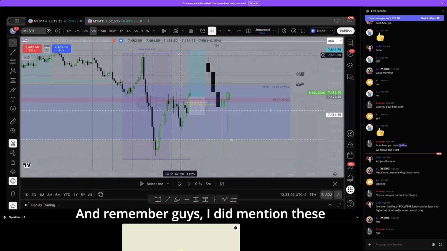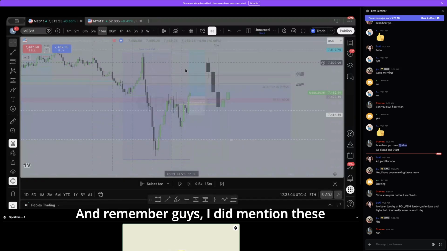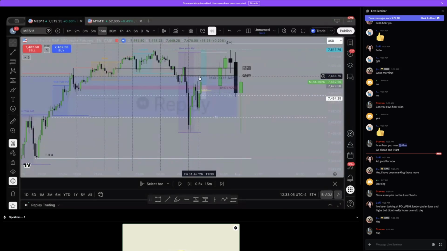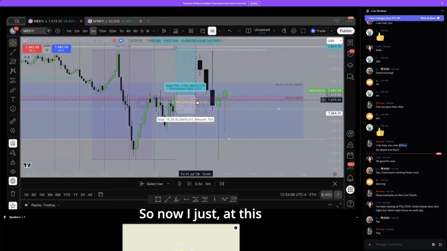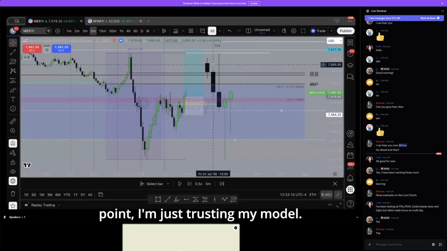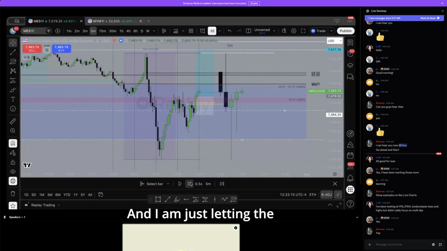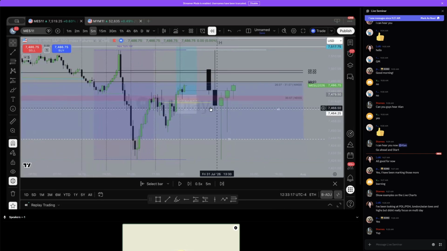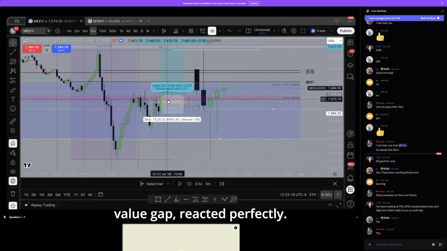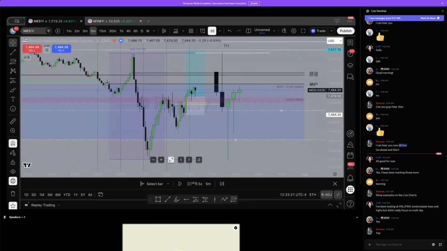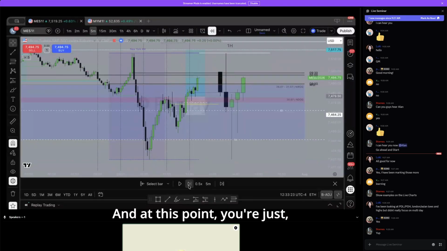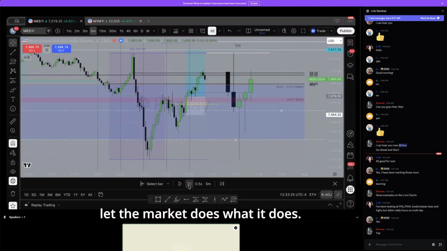And remember, guys, I did mention these stacked highs, right? So now at this point, I'm just trusting my model. I'm accepting my risk, and I am just letting the market do what it wants to do. Look, market tapped into this fair value gap, reacted perfectly. And at this point, you just let the market do what it does.